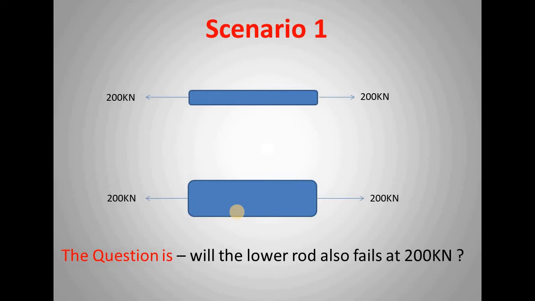Now the question is, if we apply the same force of 200 kilonewton on these rods, which one do you think is going to fail first, and why do you think it is going to fail first? The answer is that the first rod is going to fail first, because we have a smaller area on the first rod than the second rod. So this is going to fail first.